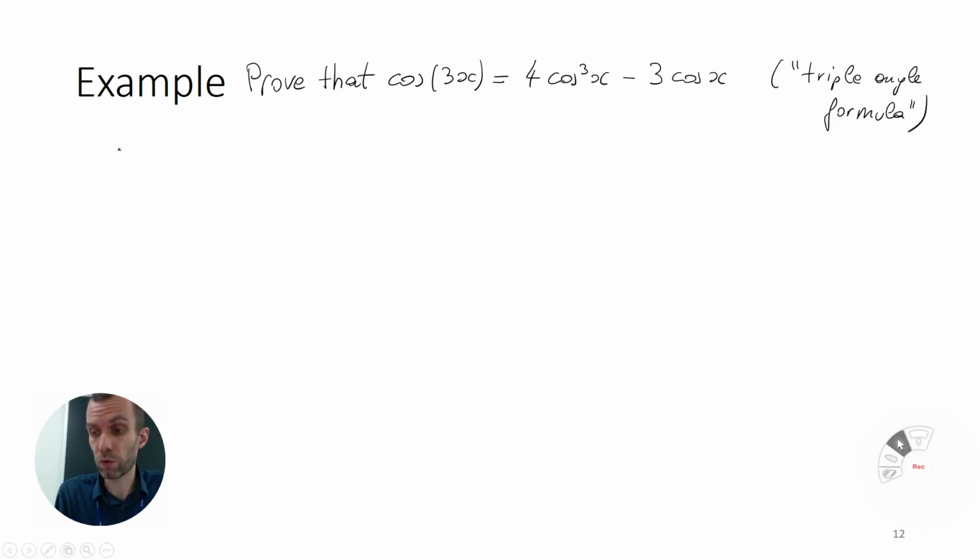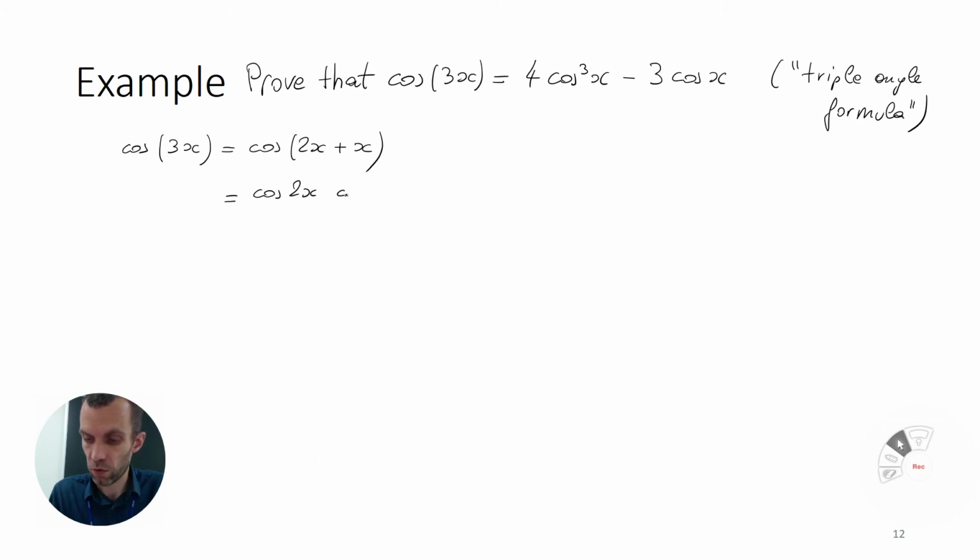So we don't know how to take 3 times an angle, but we know how to take 2 times an angle. So let's see if we can get to a point where we can use our double angle formulas. And let's write cosine 3x as cosine of 2x plus x. And now we use the addition subtraction formulas again. It's cosine 2x cosine x minus sine 2x sine x. And now we're in a good position to use the double angle formulas.